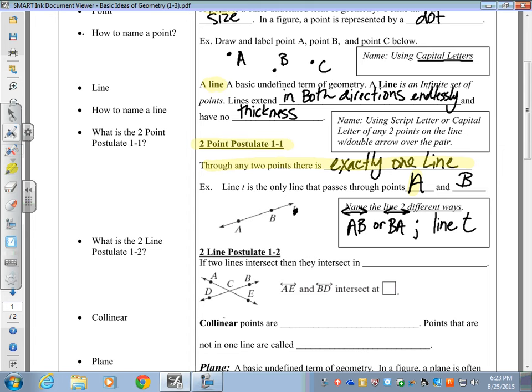Make sure you remember you're going to use script lettering or capital letters of any 2 points on the line and a double arrow above them. So one of the things they're going to ask is, how do you name a line? Well, I'm not really going to ask you to put that in words. I'm just going to ask you to show that with symbols, the correct symbols, whenever you are identifying the lines off of different figures.